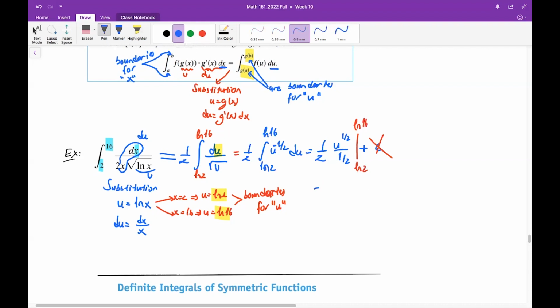So the result is 1 over 2. In fact, these 1 over 2s are gone, right? They are simplified like this. So the result is, insert the upper boundary, ln 16 over 1 over 2, minus ln 2 over 1 over 2, or you can write it in the square root form, like this one: 2 times the square root of ln 16 minus the square root of ln 2. This is your result.